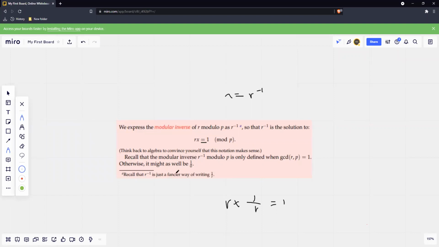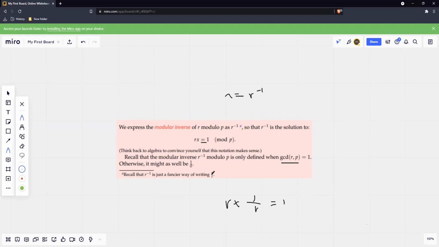So we know the modular inverse r to the power of -1 modulo p is only defined when GCD of r and p is equal to 1. Otherwise, it cannot. There's a chance where r to the power of -1 can also be 1 over 0.